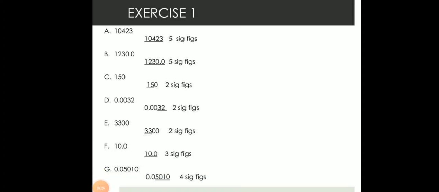Now this is the exercise for significant figures. For a given number, you have to write the number of significant figures. The first one, 10,423. How many significant figures? It has 5 significant figures. Second example, 1,230.0. It has 5 significant figures. Third example, 150. It has 2 significant figures. 0.0032 has 2 significant figures. 3,300 has 2 significant figures. 10 has 3 significant figures. 0.05010 has 4 significant figures.